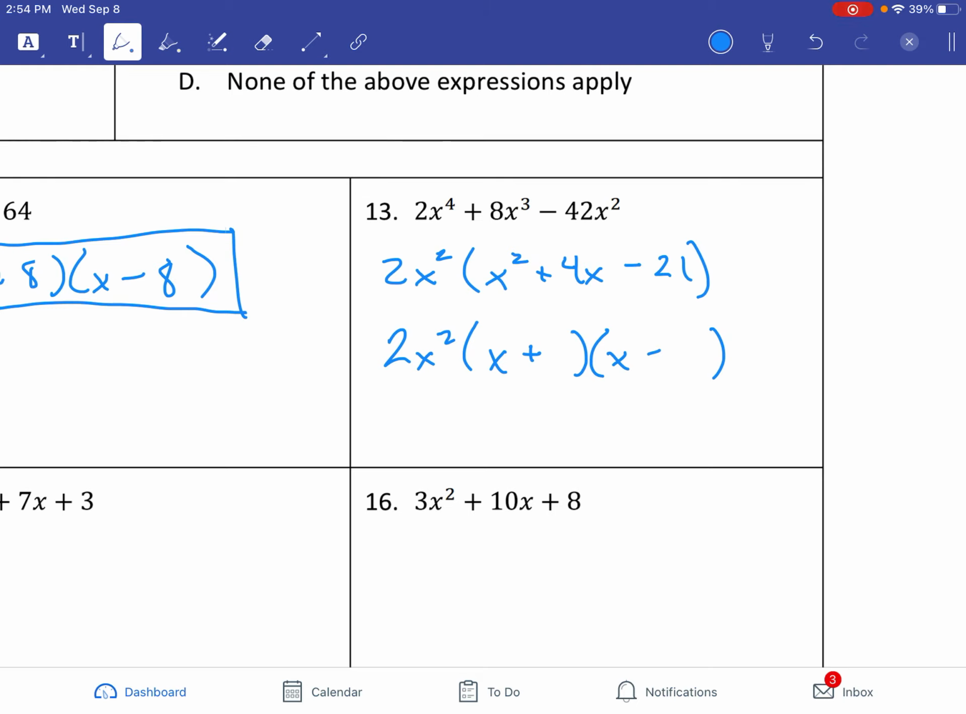Factors of 21, I know we're going to be 7 times 3. And when you add those together, because the signs are different in my parentheses, I got a plus and a minus, I'm going to subtract the factors. And 7 minus 3 is 4. So the biggest number goes first, and I am done.